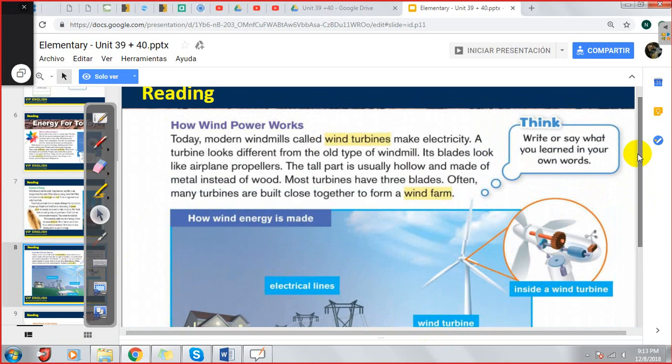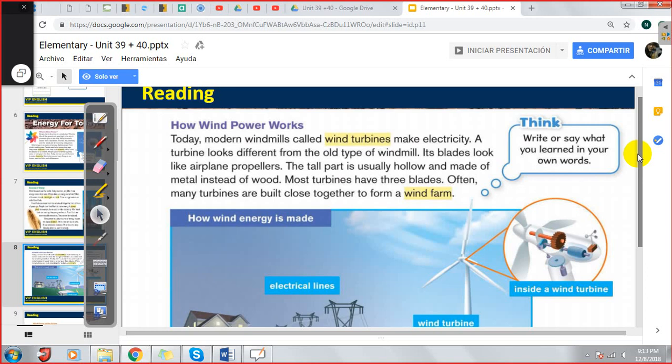Today modern windmills called wind turbines make electricity. A turbine looks different from the old type of windmills. Its blades look like airplane propellers. The top part is usually hollow and made of metal instead of wood. Most turbines have three blades. Often, many turbines are built close together to form a wind farm.